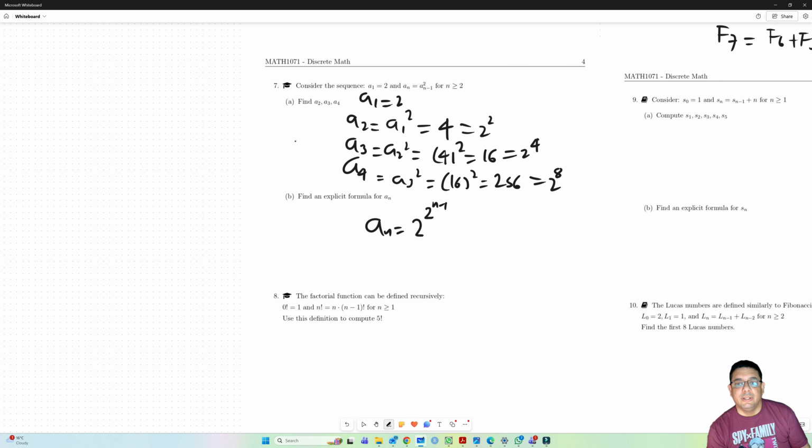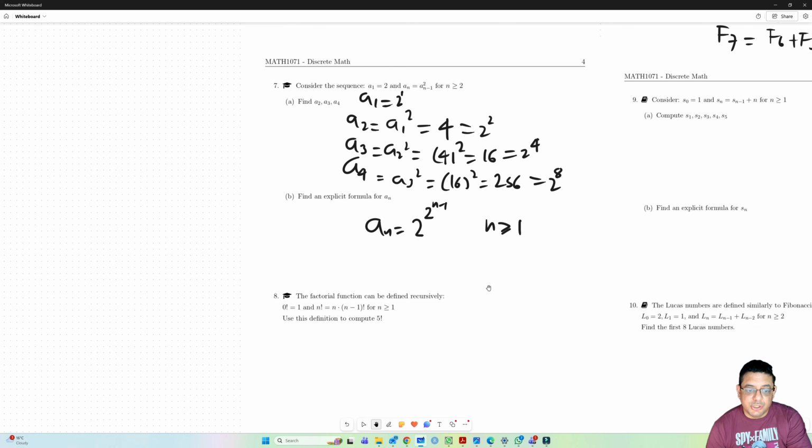Because notice how the exponent is growing. First it's 1, then it's 2, then it's 4, then it's 8. So the exponent has a sequence: 2 to the 0, 2 to the 1, 2 to the 2, 2 to the 3. So with N bigger or equal than 1, this starts at 2 to the 0, 2 to the 1. When N equals 2, this becomes 2. When N equals 3, this becomes 2 to the 2. So it matches these numbers here.